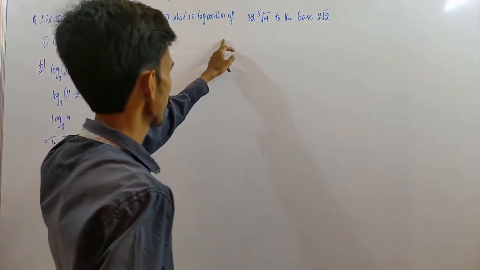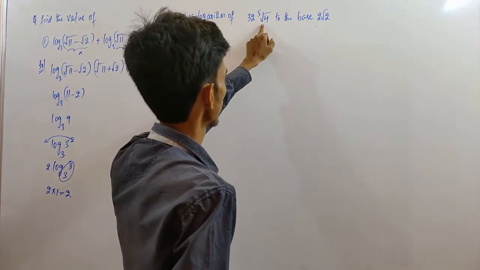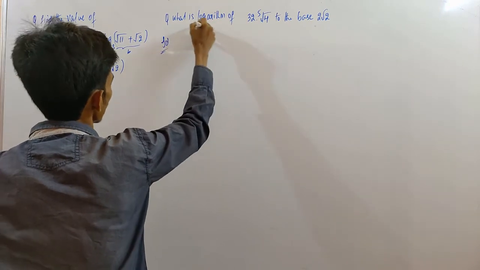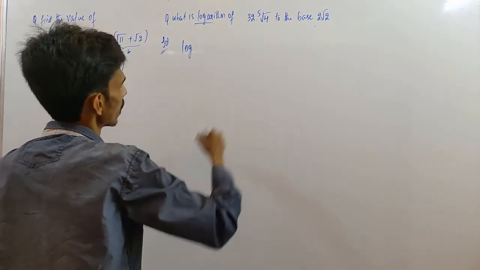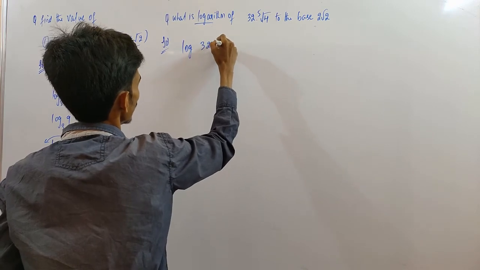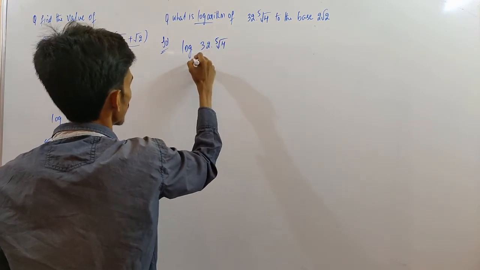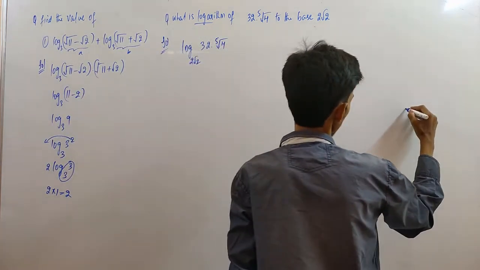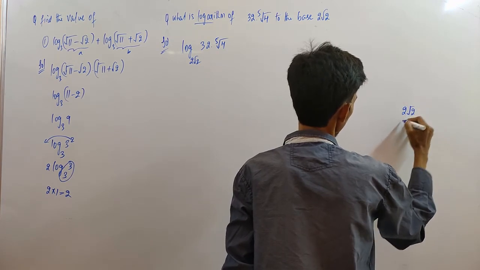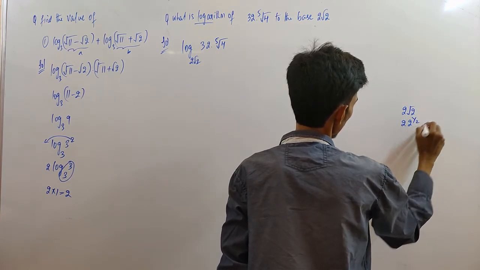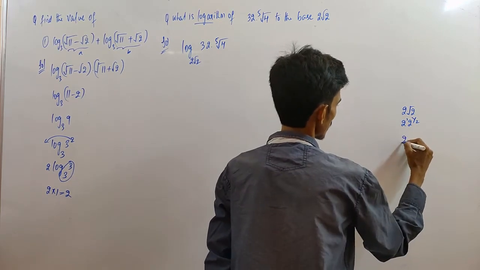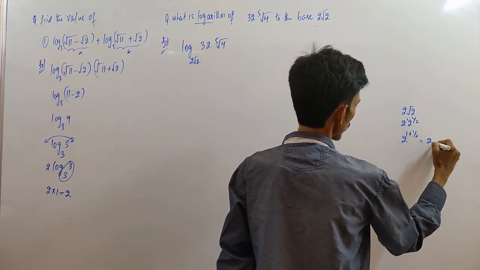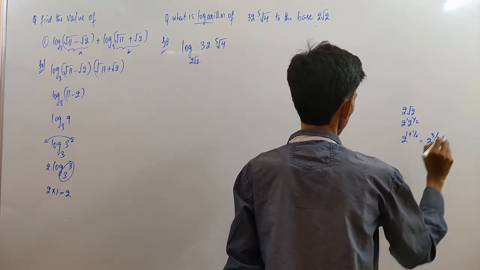Similarly, we have been given the logarithm of 32 into 5th root of 4 to the base 2 root 2. We have to find the logarithm of this term, 32 into 5th root of 4 to the base 2 root 2. Now this 2 root 2, 2 into root 2, root 2 can be written as 2 power of 1 by 2. Here we have power 1. So bases are same, powers should be added, 1 plus 1 by 2. So it will become 2 power of 3 by 2.